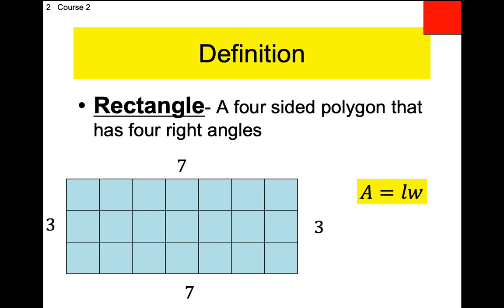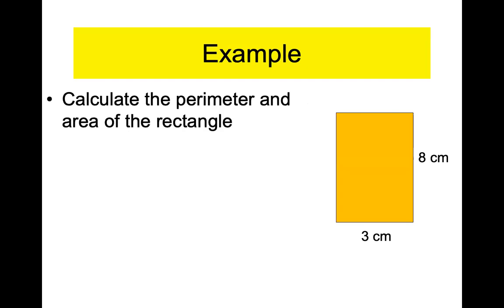Okay. If we do perimeter, then we need to add up all the sides. But 2 of the sides are the same. Top and bottom are the same, left and right are the same. So for perimeter, same box, right? The formula is 2L plus 2W. P equals 2L plus 2W. There are the first two formulas that we learned this chapter.